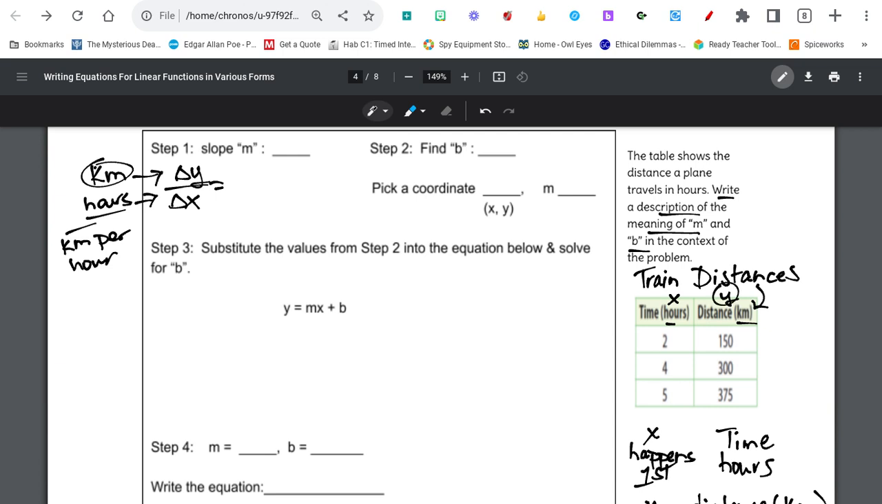So let's find the change in Y. So this is really our Y. All right, so what do you do to 150? And I'm going to choose these 2 points. What do you do to 150 to get to 300? Well, you add 150. 150 plus 150 is 300. So the change in Y is 300. What do you do to 2 to get to 4? Well, you add 2. 2 plus 2 is 4. Now all I'm going to do is divide this out and see what 150 divided by 4 is.